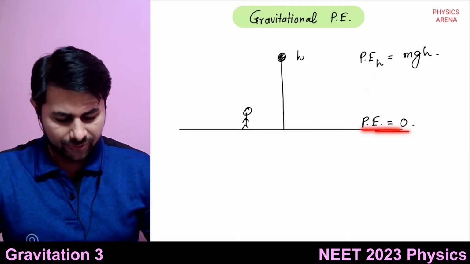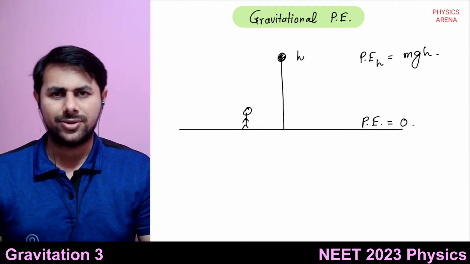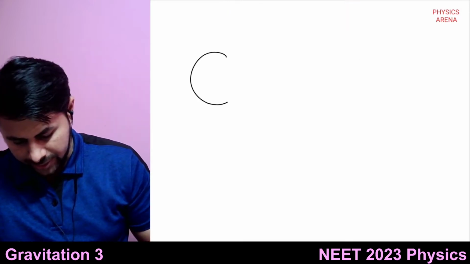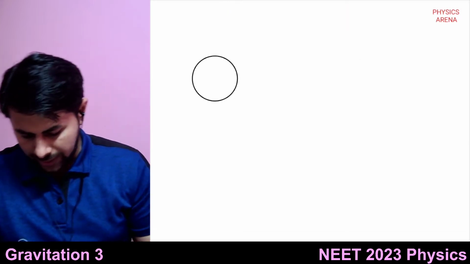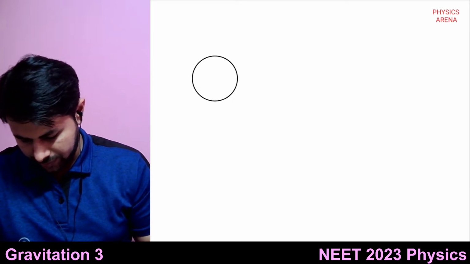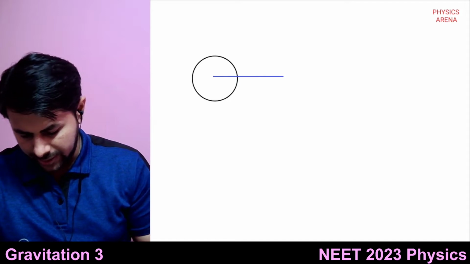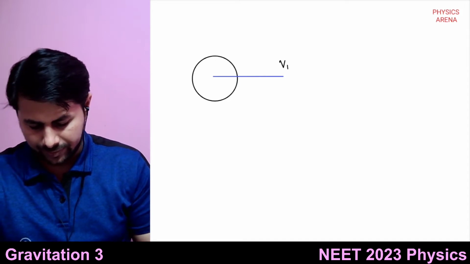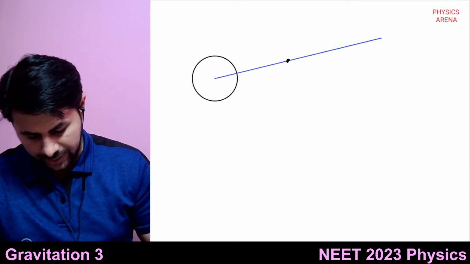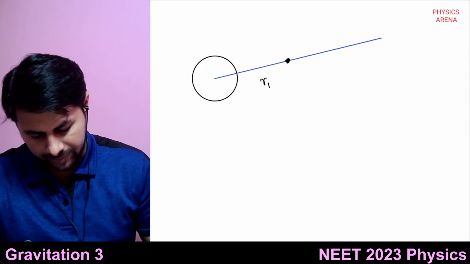So this is just a convention that we take the potential energy on Earth's surface equal to 0. This is just a convention. So let's suppose this is Earth, and there is some object which is initially at distance r1 from the Earth's surface.